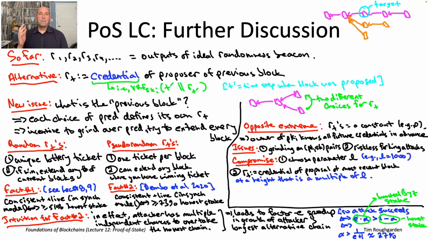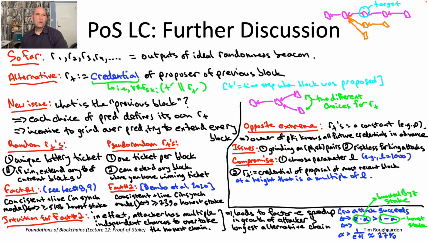So for example, if L equals 1,000 and we're in the middle of proposing a block at height 9,723, then what you do is you trace back from your block back toward Genesis. And when you get to the block height 9,000, whatever credential is in that block is going to be the pseudorandom seed you're using at block height 9,723.